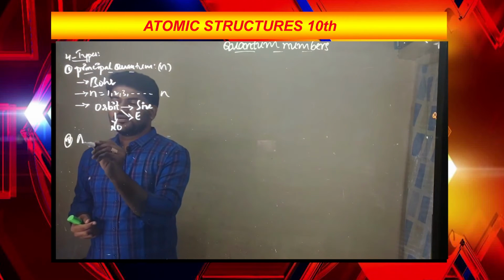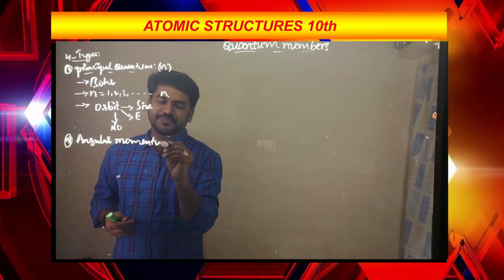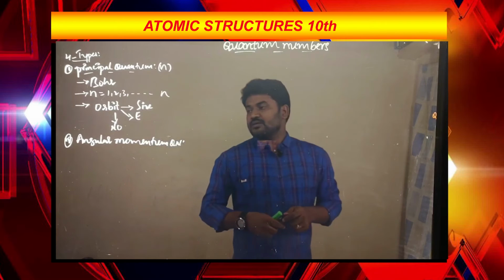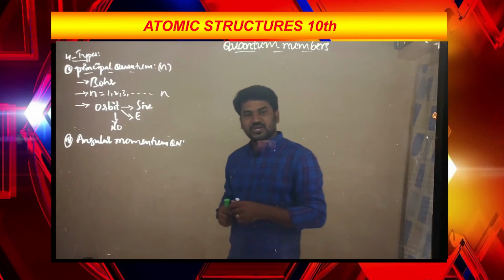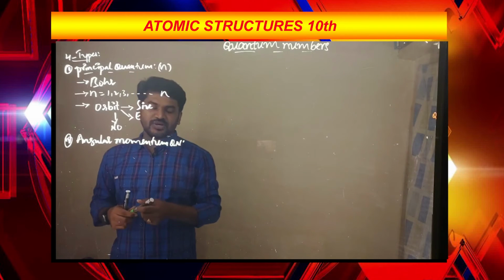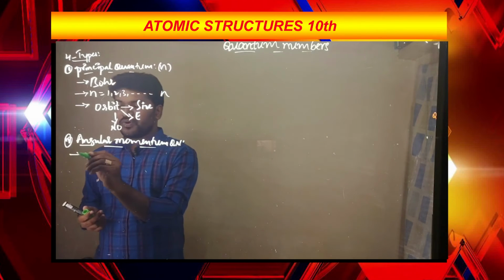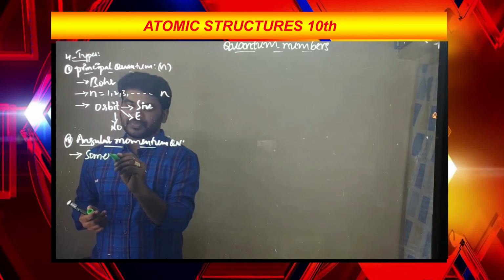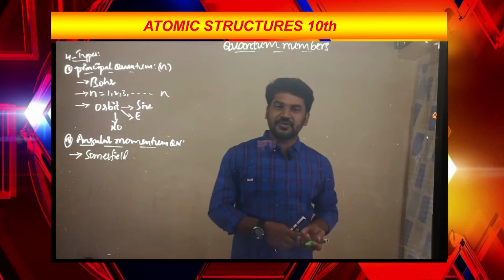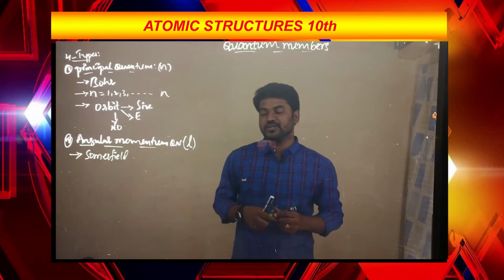The second one we have is the angular momentum quantum number. We can also call this the azimuthal quantum number, or the subsidiary quantum number. This angular momentum quantum number was proposed by Sommerfeld, and it is denoted by the symbol L.